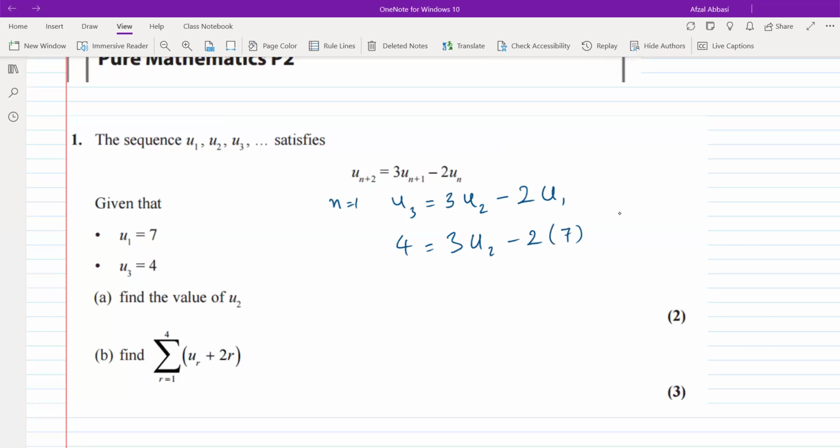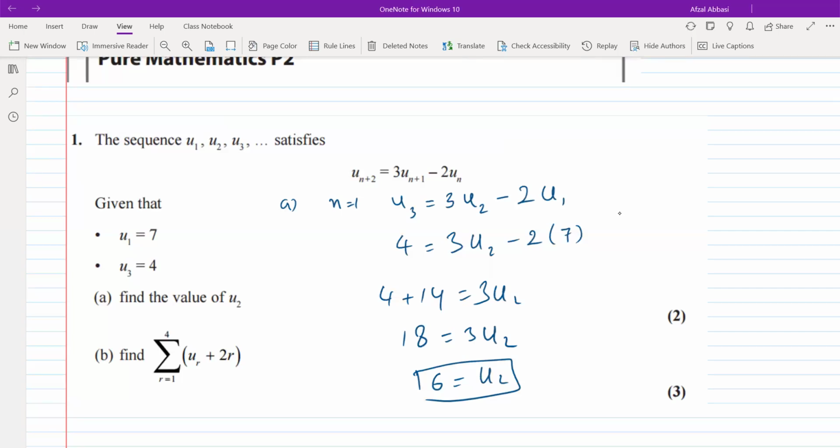So rearranging this, we'll get 4 plus 14 equals 3u2. This is 14, so 7 times 2 is 14. Taking it to the other side becomes plus 14. So 4 plus 14 is 18. So 18 equals 3u2. So u2 will be 18 divided by 3, which is 6. So we got the answer for this part.